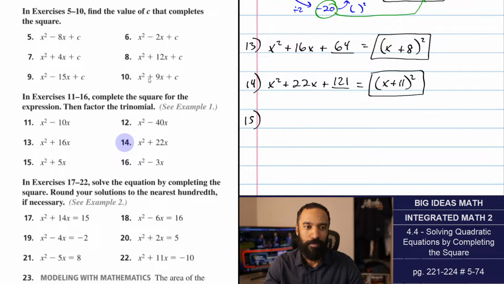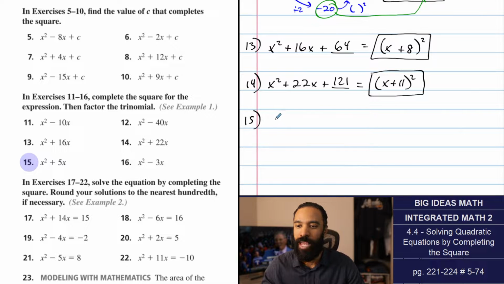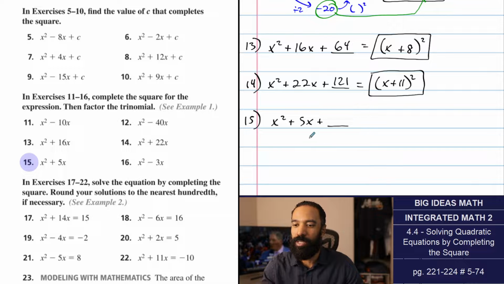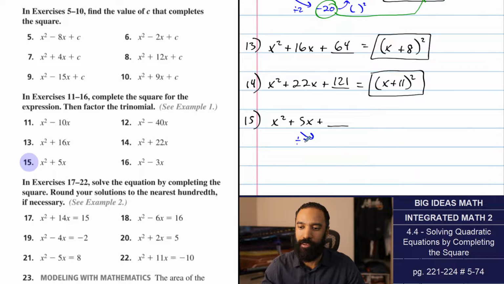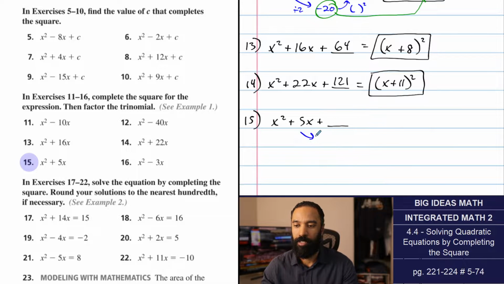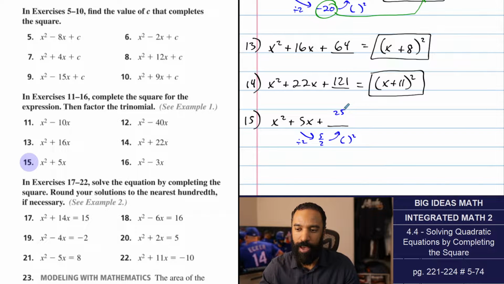I hope there's not too much drill and kill here. I've got two more, and even these ones are odd numbers, so maybe we get to revert back to what I said before. x squared plus 5x plus a blank. We divide 5 by 2 to get 5 halves, and then we square 5 halves to get 25 fourths.